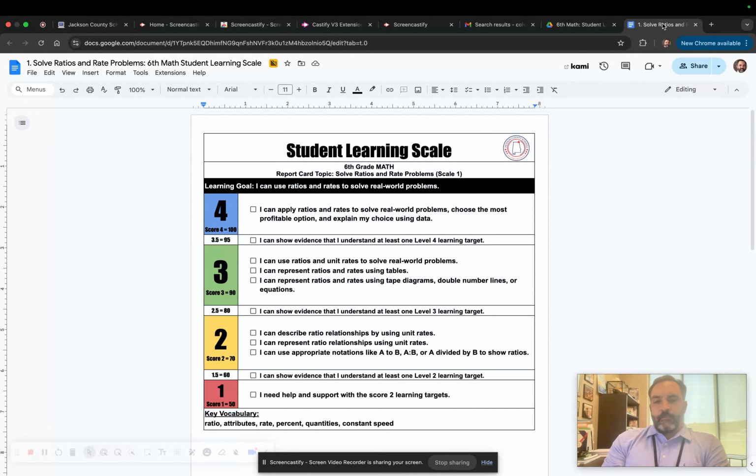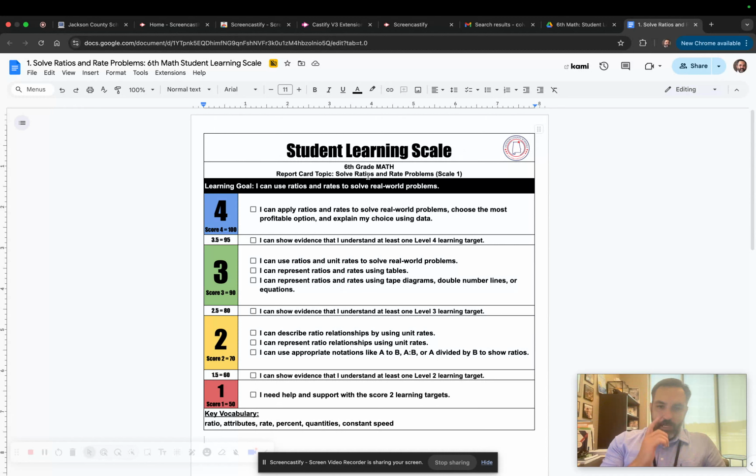But all this is coming to everyone by the end of, as we get into next year. This will definitely be everywhere. But I just want to go through kind of what you're going to be looking at and what you're going to see. So first of all, I'm using sixth grade math for this example.